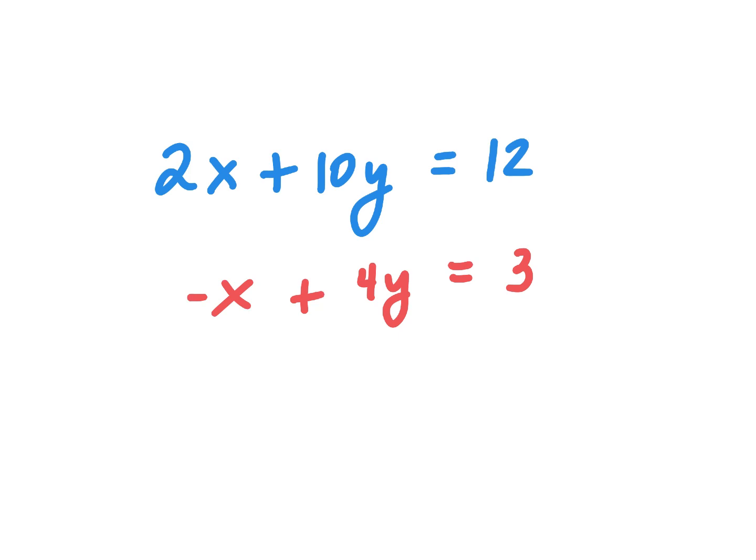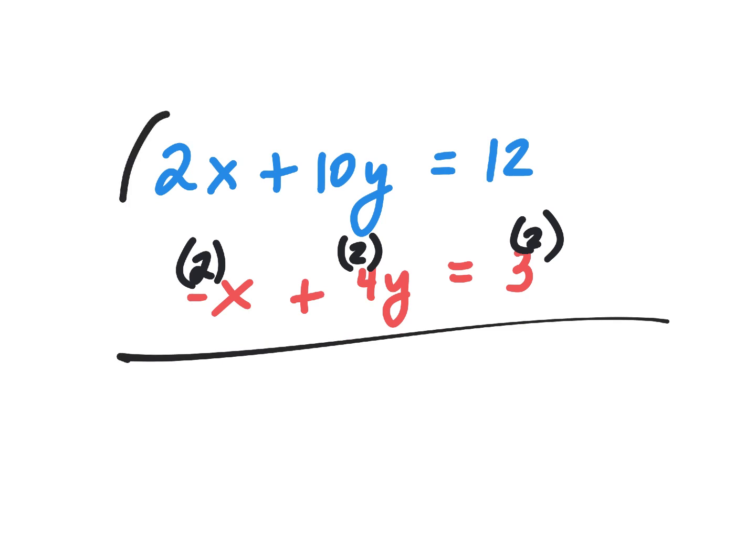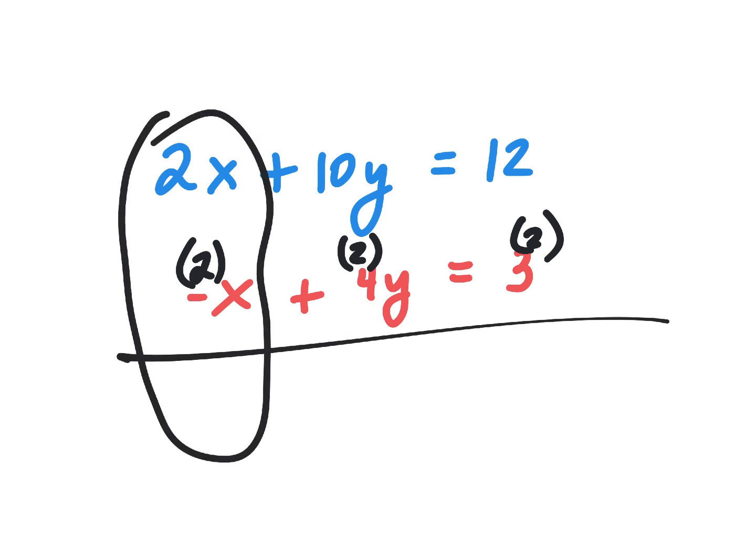So what should I do first? Yes? Times the bottom one by 2. Times the red line, the bottom one, by 2. Very good. Multiply each of these by 2. Why did you do that, Ainsley? To make it negative 2x, so that 2x and negative 2x will cancel. So that those guys will cancel.